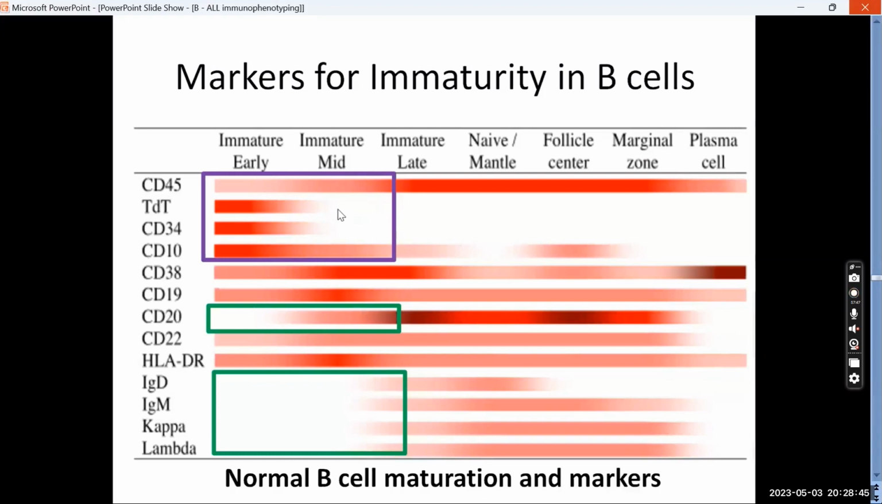Sir, in MPAL, this MPO and the lineage specific markers, MPO and cytoplasmic CD3, should be bright?